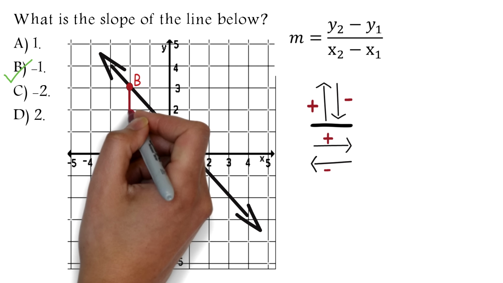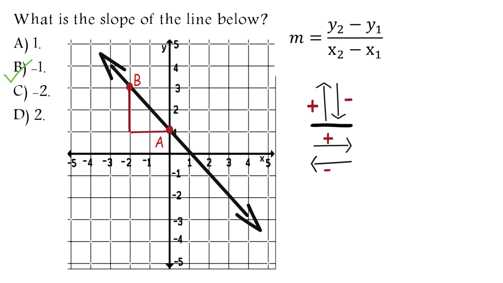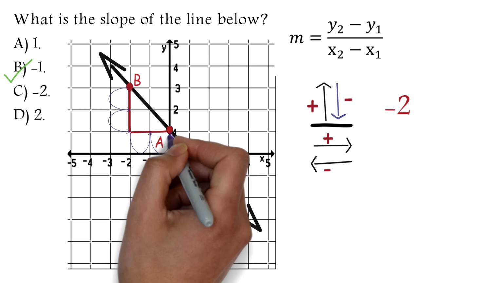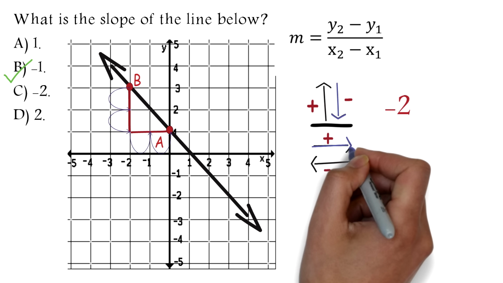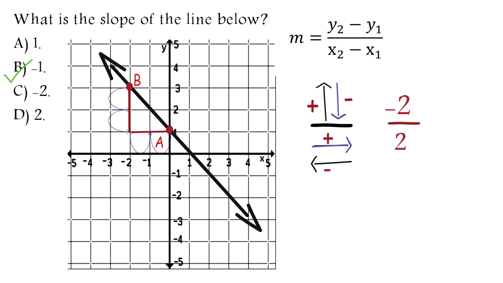Now to find the slope, all we are doing is moving from one point of the line to the other on the slope triangle. Let's move from B to A. We moved down 2 points. Notice moving down is negative. So we have negative 2 here. Then we will move to the right 2 points to get to A. Notice that moving to the right is positive. We have 2 here. Negative 2 over positive 2 is negative 1. So our slope is negative 1.